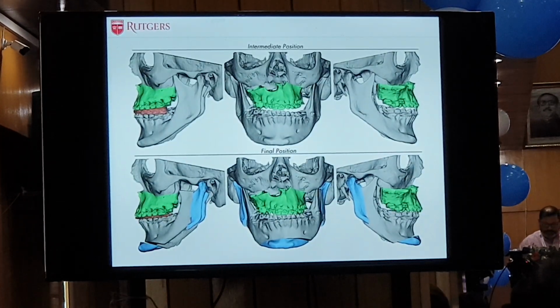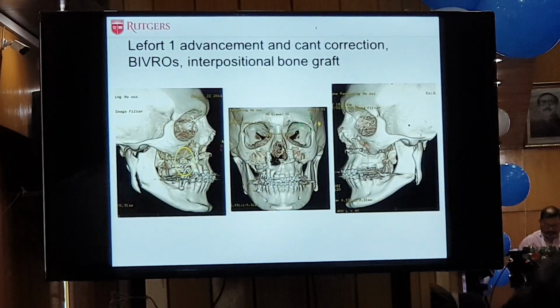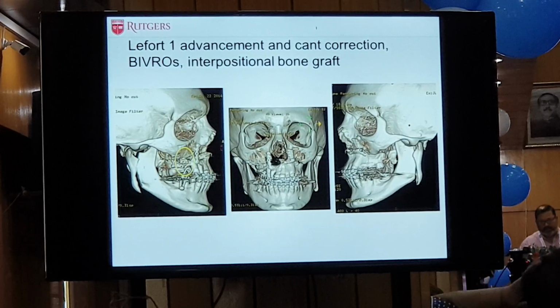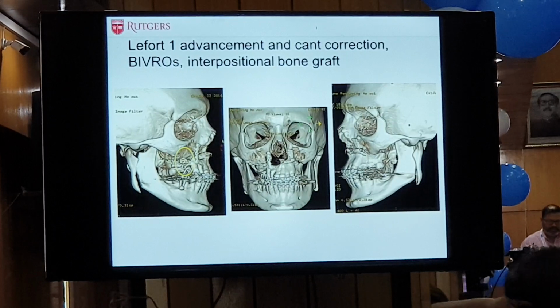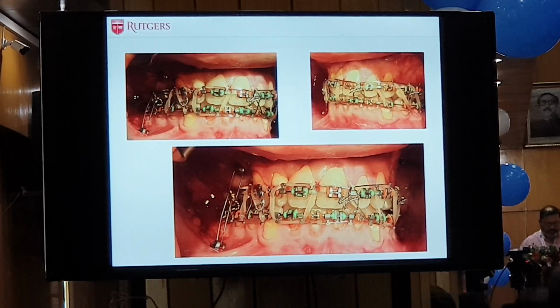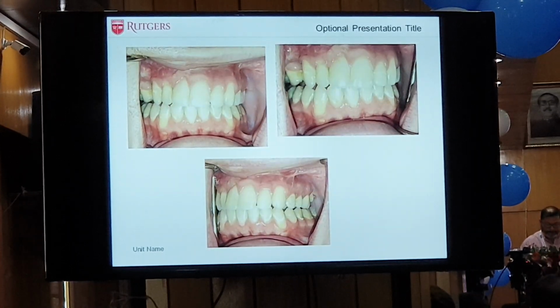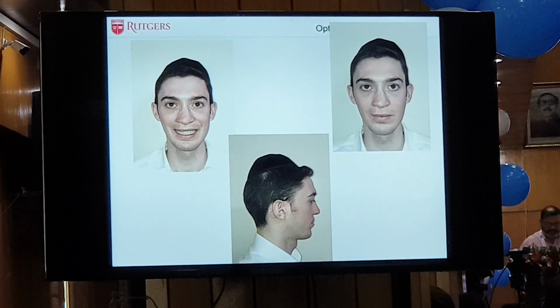So this is our virtual surgical planning that we did. The Lefort osteotomy combined with vertical ramus osteotomies. This is the post-operative CT scan. Now, because we have to address the cant, we have to bring the right maxilla down, that's a significant gap, so we did some interpositional bone grafting into that gap, to add stability, good for healing as well. And this is his post-operative occlusion, immediately post-op, and this is him debanded. And this is him, again, debanded.